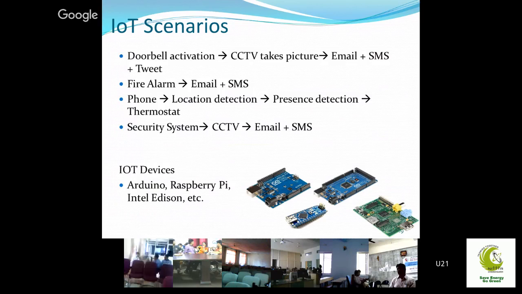These are some other IoT scenarios. For example, you press a doorbell button and a camera takes your picture and sends an email, SMS and tweet, so that even if you are not at your home, you will be able to receive the information. Similarly, once there is a fire and the fire alarm is on, it can send an email and SMS. Another scenario could be, as you have many apps which can fetch your location information, your location is detected, and once you are reaching your home, your presence is detected and your AC switches on automatically. Another scenario could be your security systems, which can be accessed on the internet.